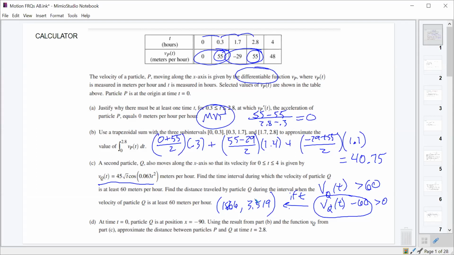Is that the interval you got? Yes, it is. Wonderful. That's confirmation to what Riley said, since nobody in here nodded their head about that one. All right. Find the total distance traveled by the particle when the velocity is at least 60. So how do we find the total distance traveled?